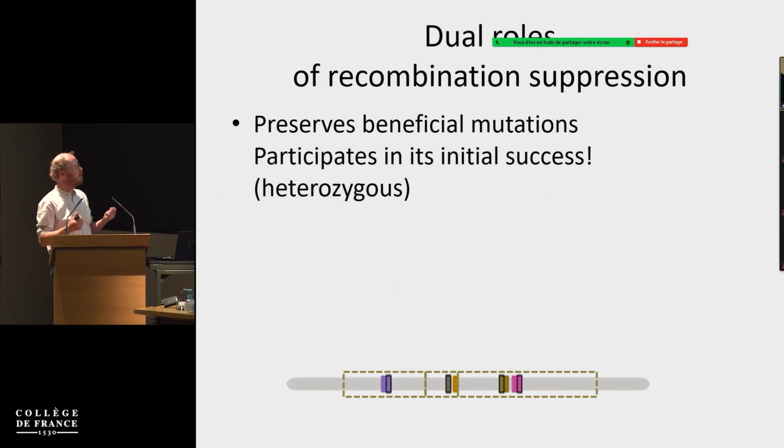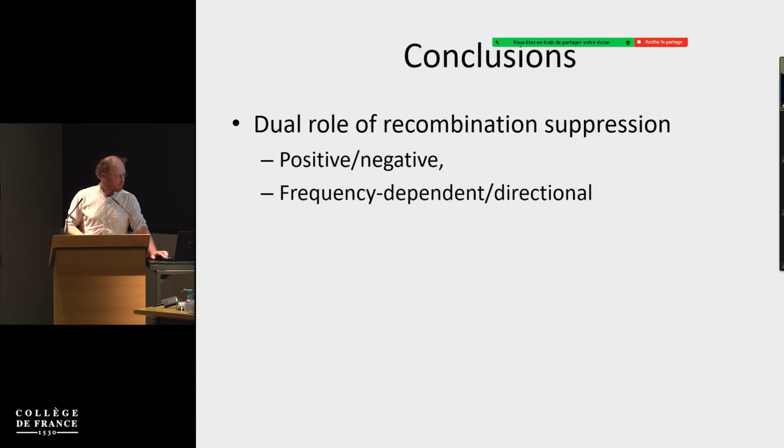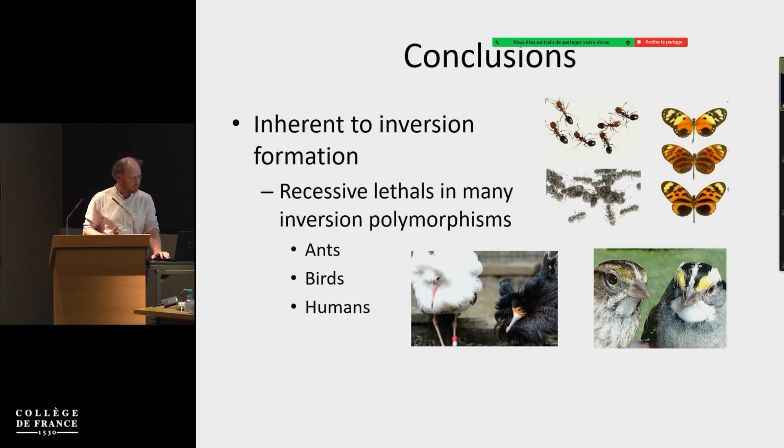It preserves beneficial mutations. So the inversion participates in the build-up, or in the formation, of very good ecological alleles, which explains the initial success of those supergene alleles. But then it also captures a genetic load expressed in inversion homozygotes, which favors heterozygotes, and therefore it actually favors ancestral or standard alleles in return. So the dual role of recombination suppression is positive and negative. It's frequency dependent and directional in our case.